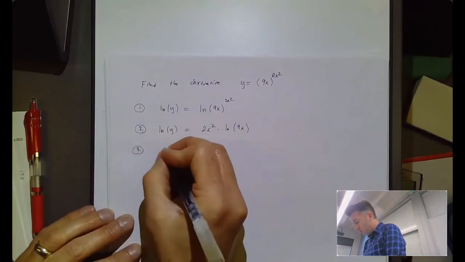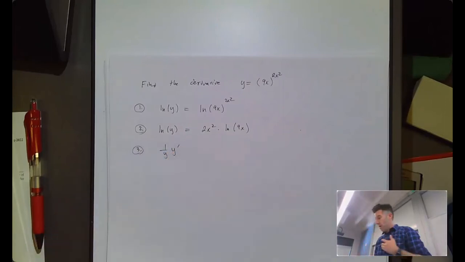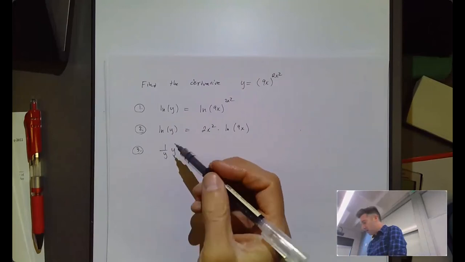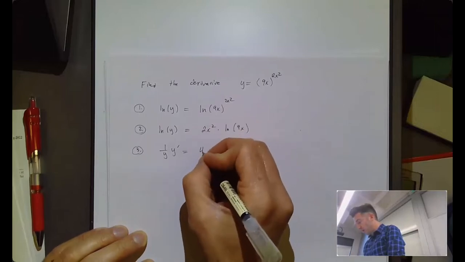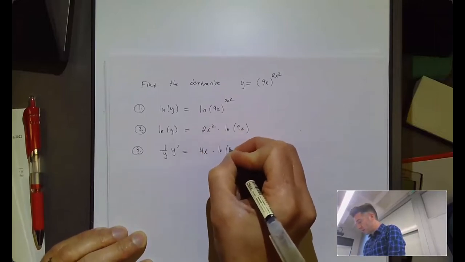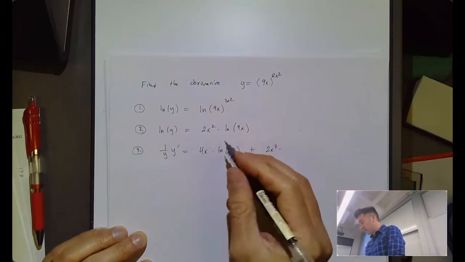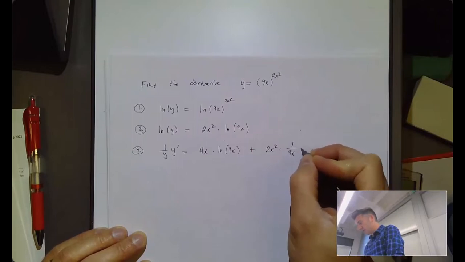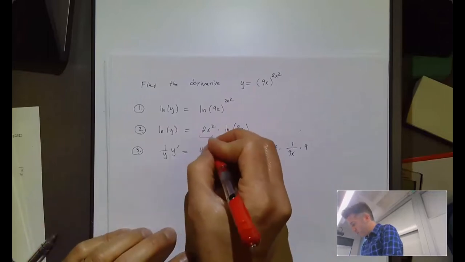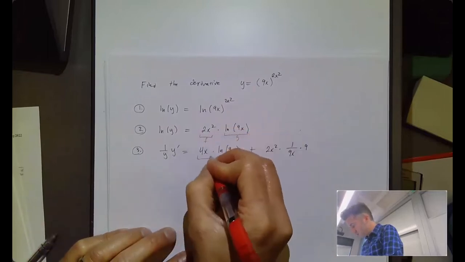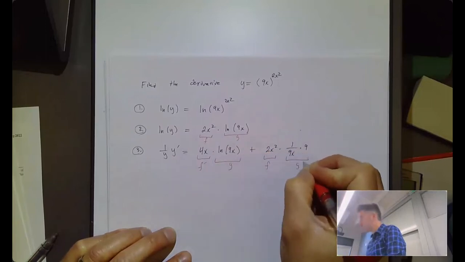So 1 over y times y prime, right? Because the derivative of the natural log of some stuff is 1 over the stuff times the derivative of the stuff. And then on the right hand side, we're going to use the product rule. So the derivative of 2x squared is 4x times the natural log of 9x plus 2x squared times the derivative of the natural log of 9x, which is 1 over 9x times 9. Just as a reminder, it's product rule.